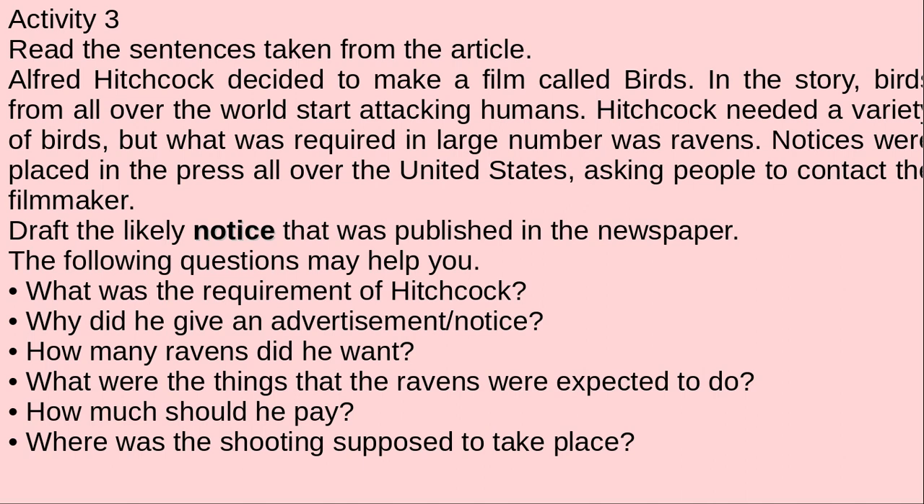And what were the things that the ravens were expected to do? I think you can guess and you may write. They should be trained well. And how much should he pay? What reward will he give? And where was the shooting supposed to take place? These things should be included.